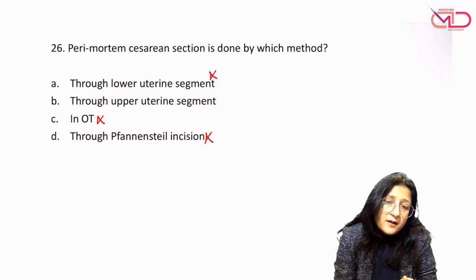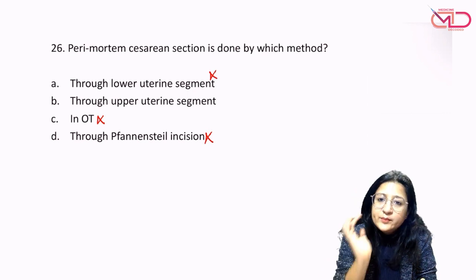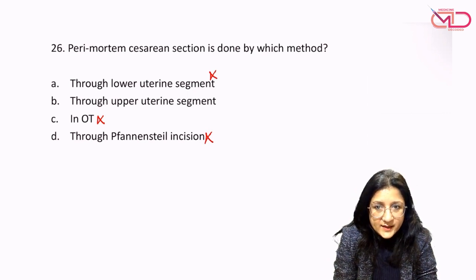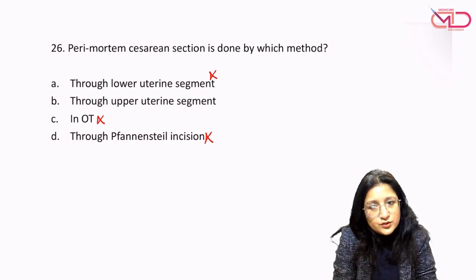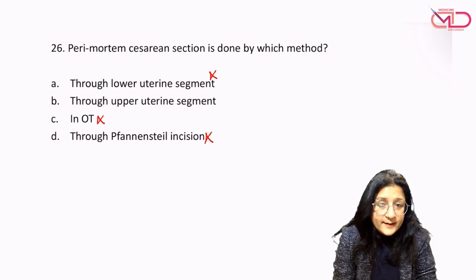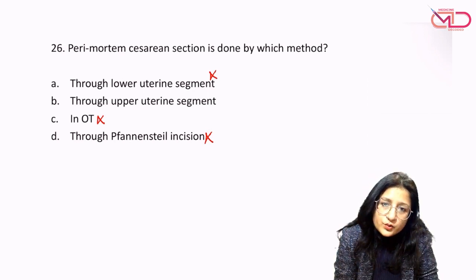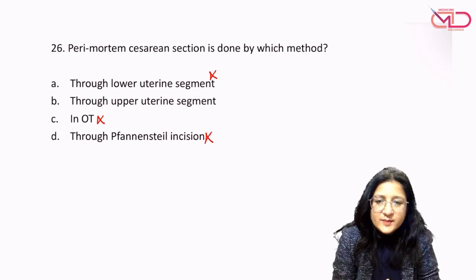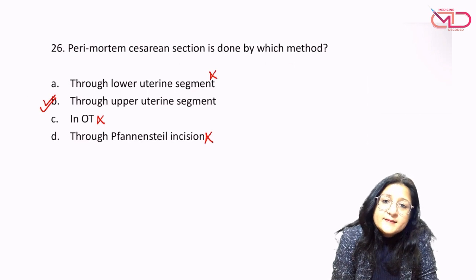If the cardiac arrest is happening in a woman who is in the labor room and we have to facilitate CPR and we decide on perimortem cesarean section, then we can't waste time taking the patient to the OT. So it will be done wherever the woman is. It's not necessarily done in the OT. Secondly, it has to be done through the upper uterine segment because that is the segment of the uterus that is easily accessible per abdominally. So yes, through the upper uterine segment.